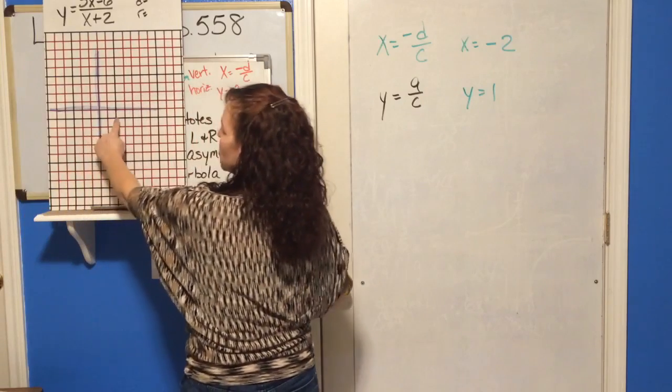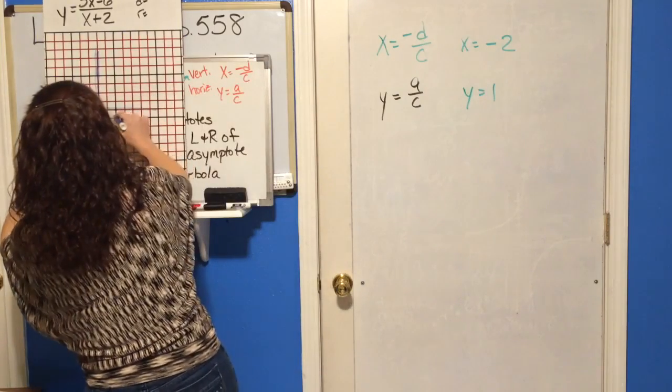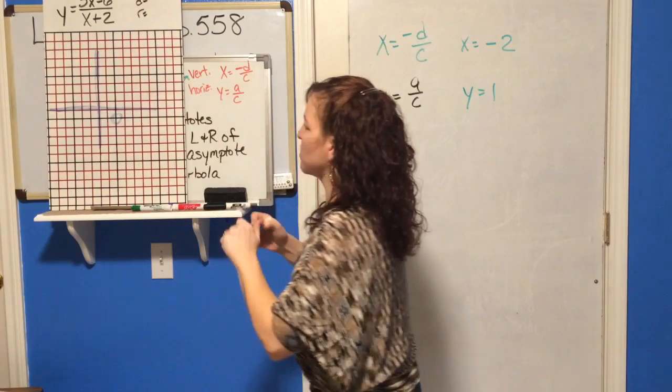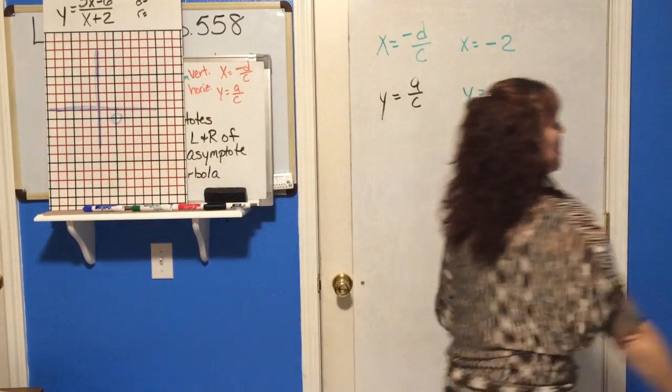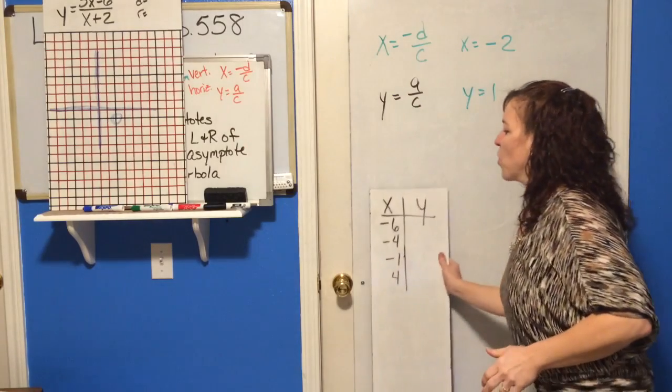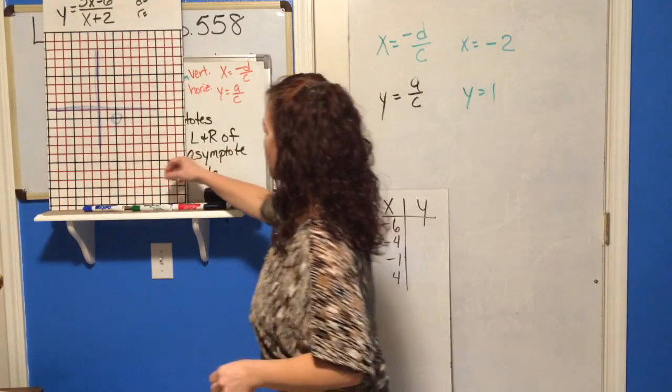So now this is my origin right here. I'm going to circle my origin so we don't lose it in this black and red graph. So now I'm going to pick some points, and I've picked some points that will work quickly and easily already.